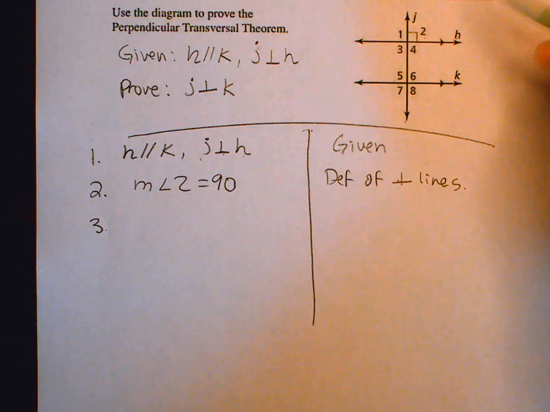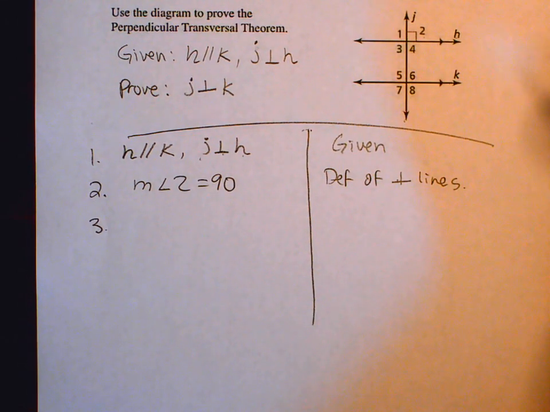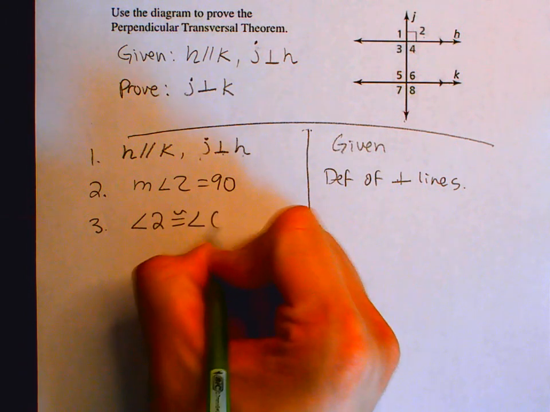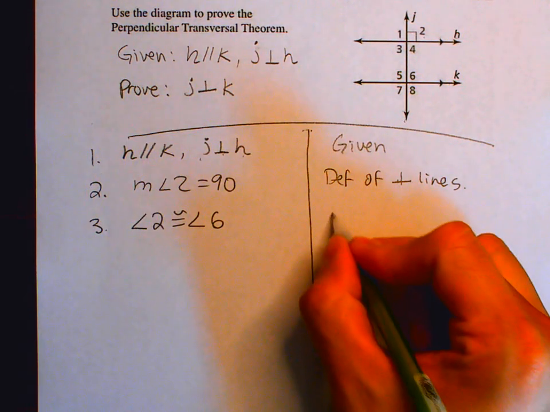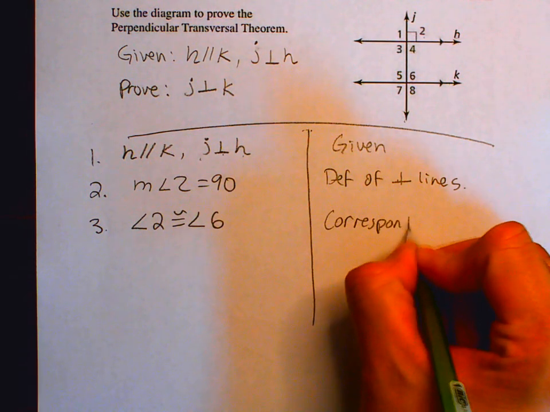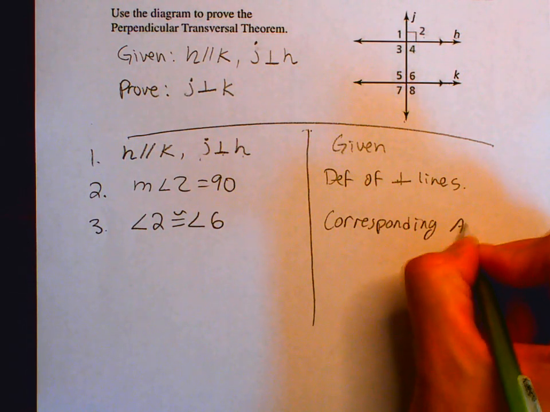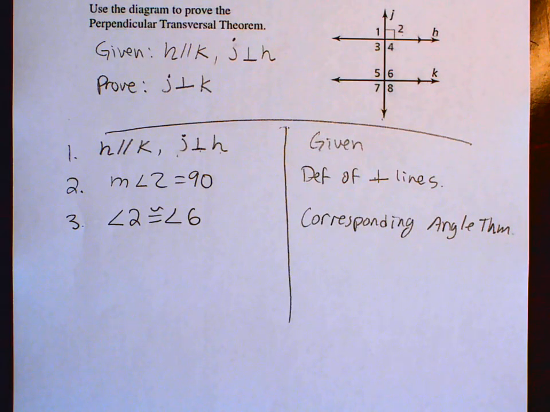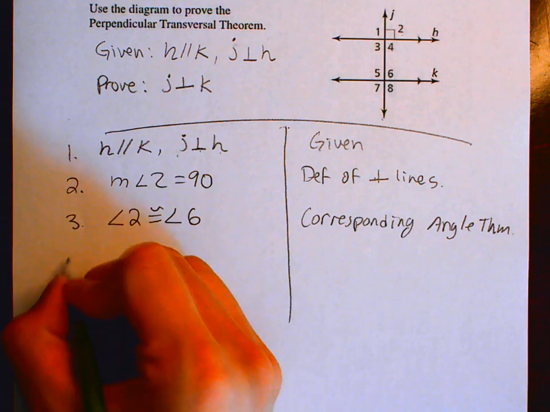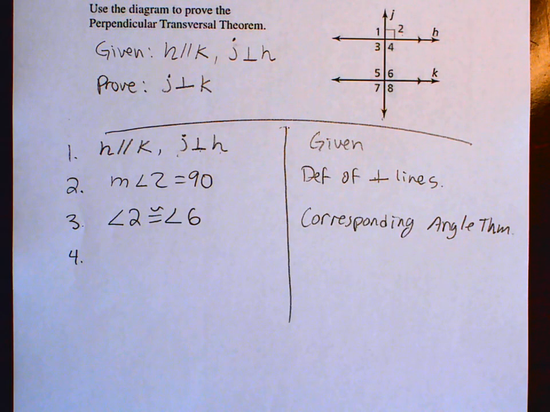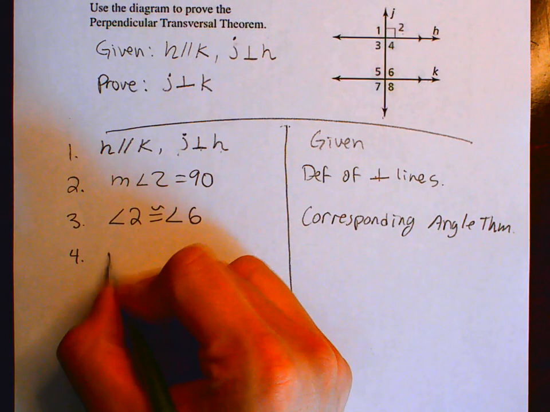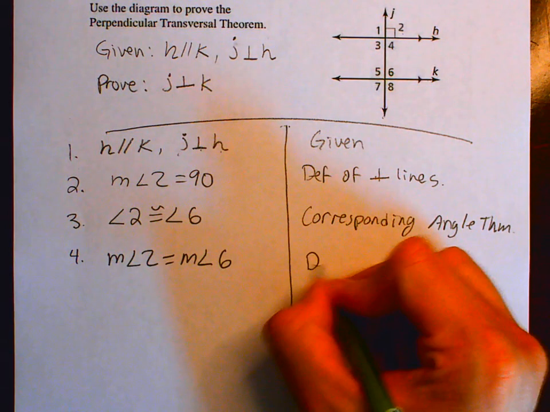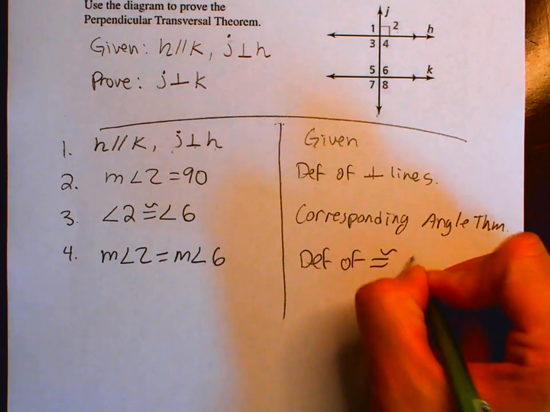Now, because H and K are parallel, then the relationship between angles 2 and 6 is that they're corresponding and congruent. So we know that angle 2 is congruent to angle 6. Okay, why? Because of the corresponding angle theorem. Okay, corresponding angle theorem says that those two are congruent. So here's the thing. If those two angles happen to be congruent, then their measurements must be the same. So the measure of angle 2 equals the measure of angle 6. Definition of congruent angles.